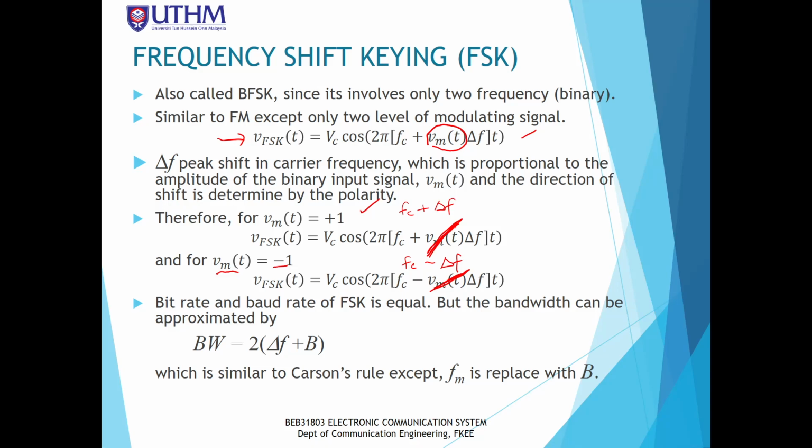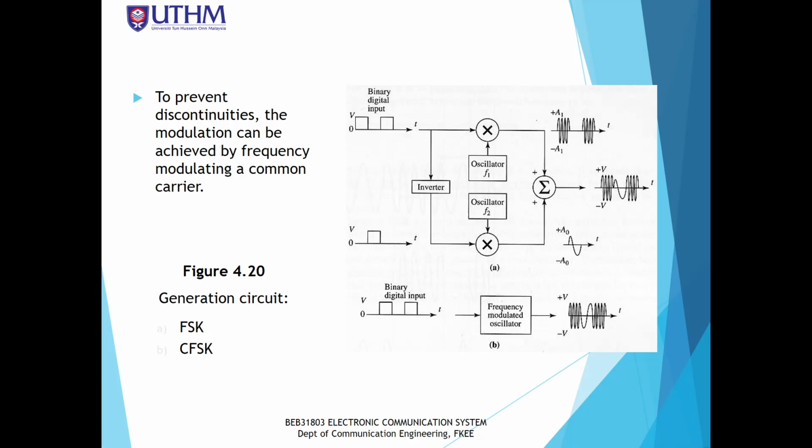Okay, based on Carson's rule, which is 2 times (delta F plus B). B here is the highest frequency of the input. So we are calculating the bandwidth based on Carson's rule. And this is the modulation process in the transmitter to produce the FSK signal.